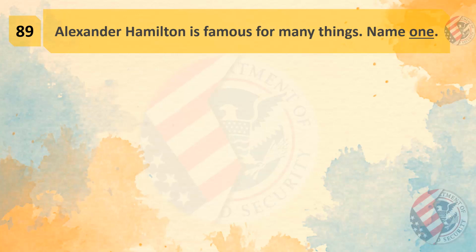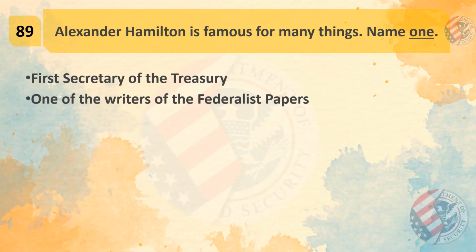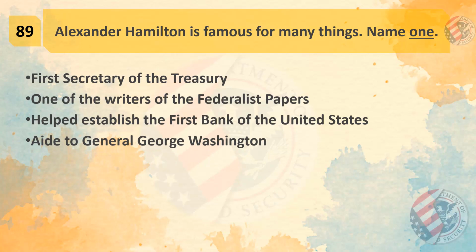Alexander Hamilton is famous for many things. Name one. First Secretary of the Treasury. One of the writers of the Federalist Papers. Helped establish the First Bank of the United States. Aide to General George Washington, member of the Continental Congress.